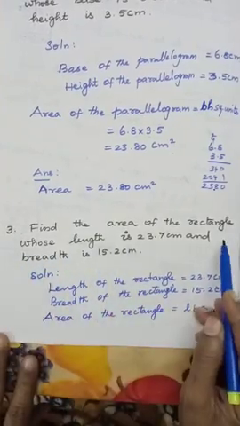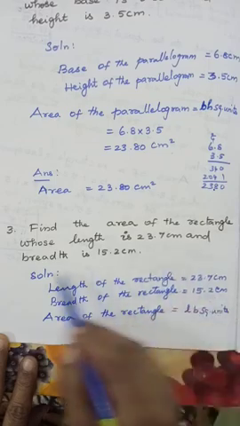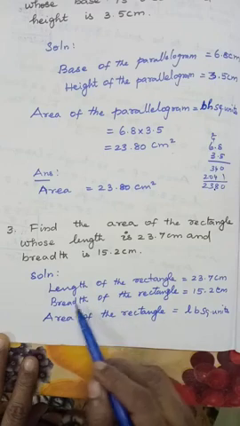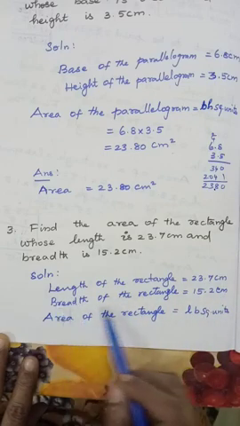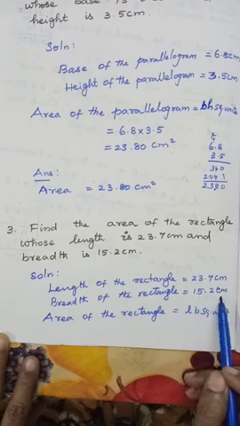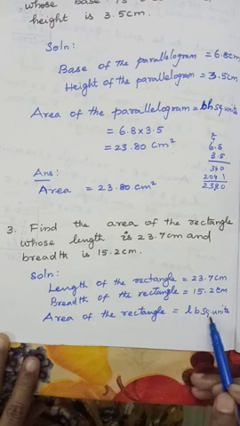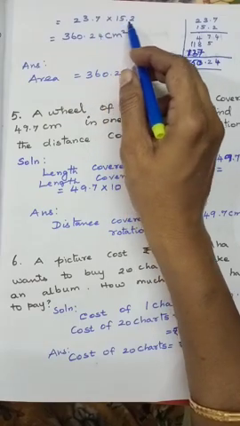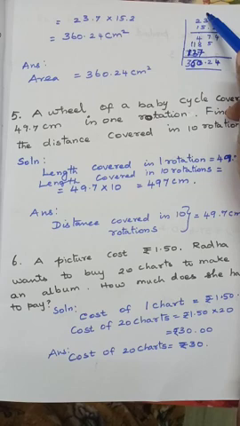Third sum. Find the area of a rectangle whose length is 23.7 centimeter and breadth is 15.2 centimeter. Solution. Length of the rectangle is equal to 23.7 centimeter. Breadth of the rectangle is equal to 15.2 centimeter. Area of a rectangle is equal to LB square units. 23.7 into 15.2. You have to multiply. 2 7s are 14, remainder 1. 2 3s are 6 plus 1 is 7.